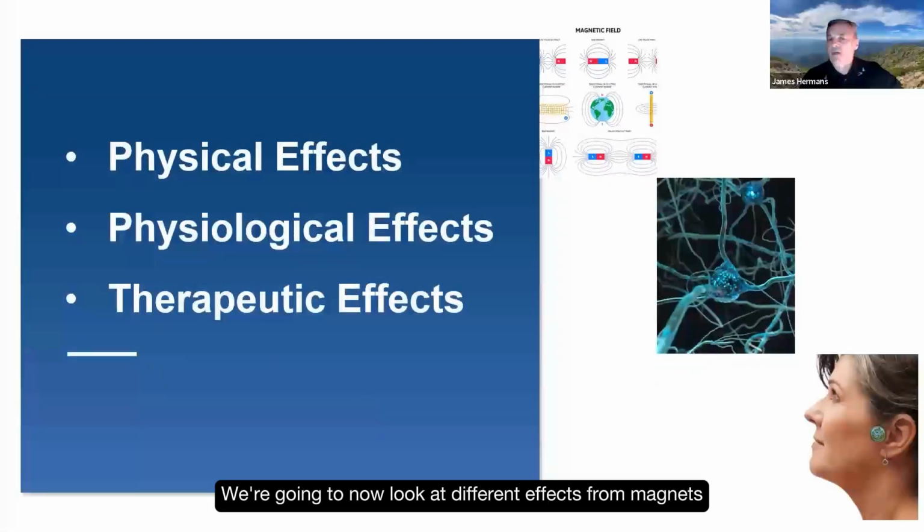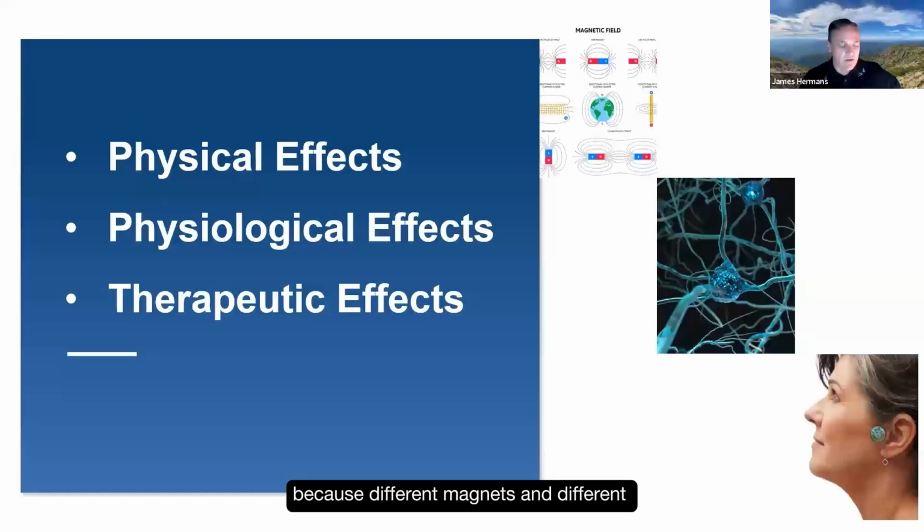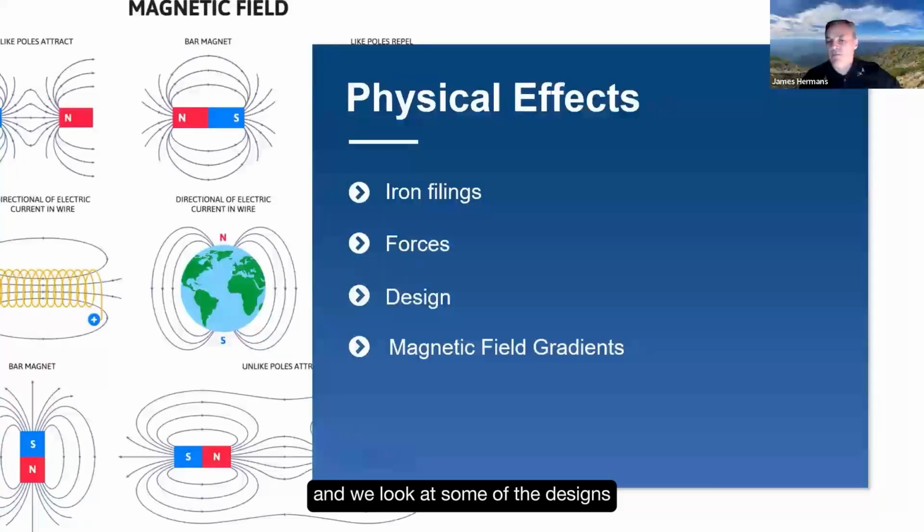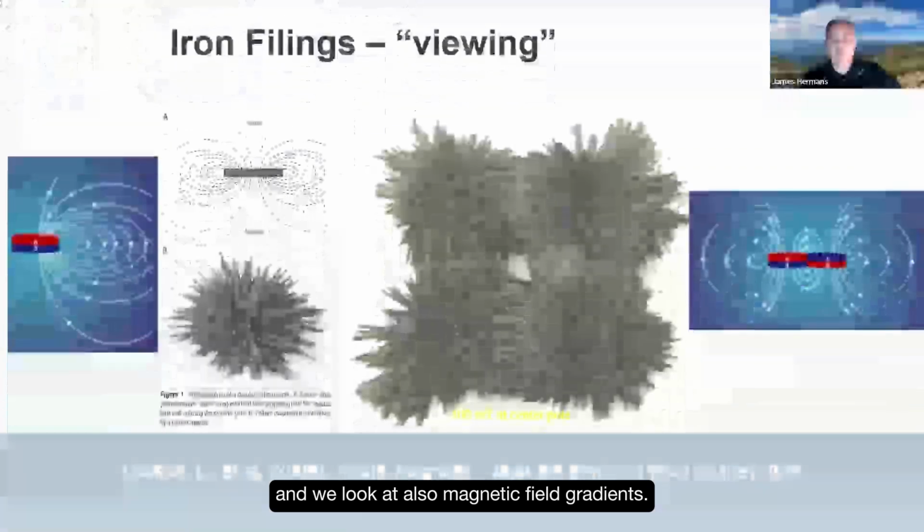We're going to now look at different effects from magnets: the physical, the physiological, and the therapeutic, because different magnets and different magnet designs will produce different physical effects, different physiological effects, and different therapeutic effects. Some of these effects you'll see with iron filings and forces, and we'll look at some of the designs, and also at magnetic field gradients.